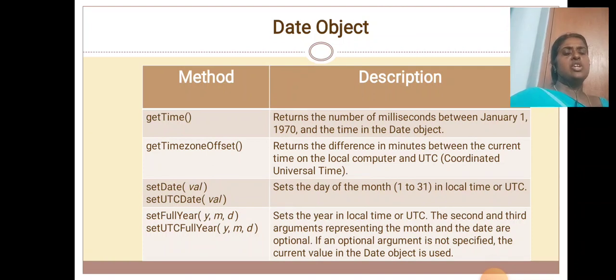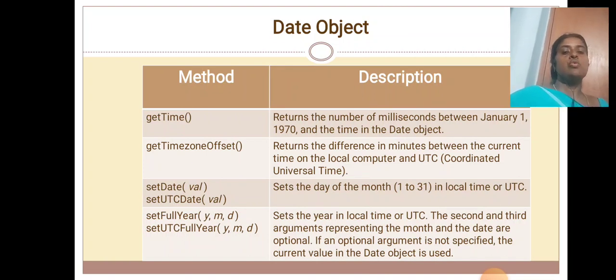Here the first argument alone is a must argument. You should give the Y value compulsorily. M and D are optional. You can either assign the month and day, otherwise you can leave the month and day.